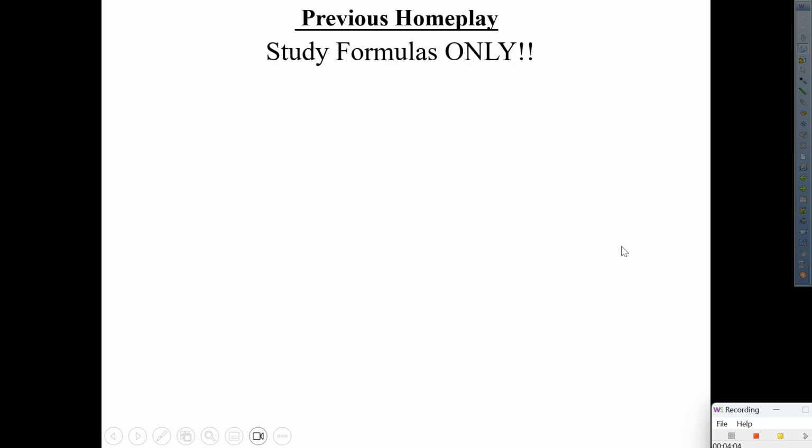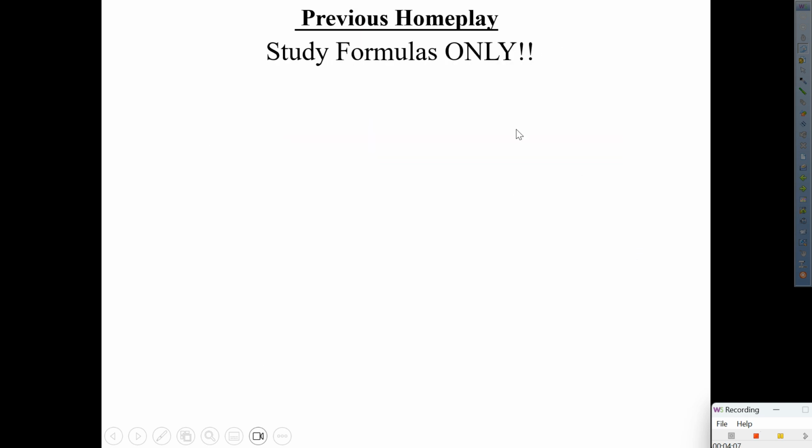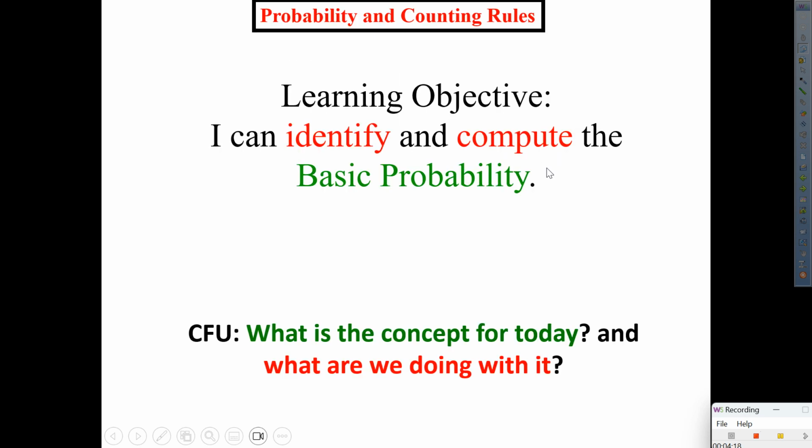All right? So, reminder also, formulas. Those of you that needed to retake the formulas, it's today and tomorrow during the advisory period, so make sure you come see me if you need to do that. All right, here we go. I can identify and compute basic probability. Get a Cornell note going, please. And we're moving on. I can identify and compute basic probability.